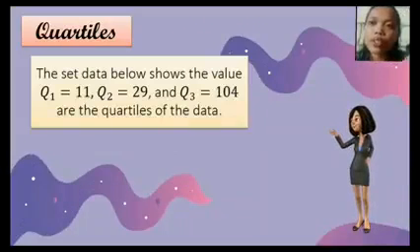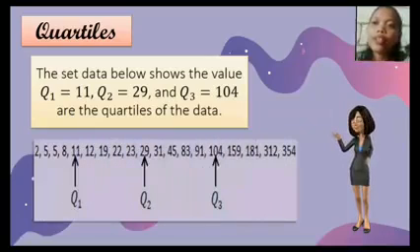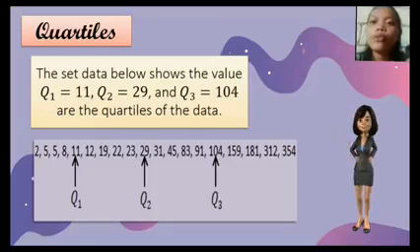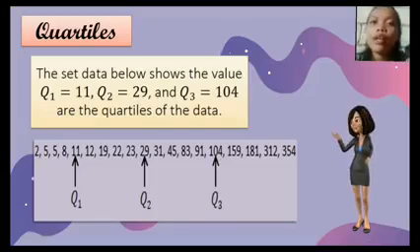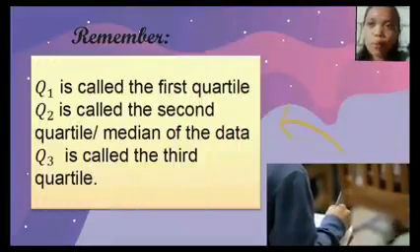There's an example where the set data below shows the values Q1 equals 11, Q2 equals 29, Q3 equals 24, which are the quartiles of the data. It is already ranked data and it's divided into 4: 1, 2, 3, 4. And you have Q1, Q2, and Q3.